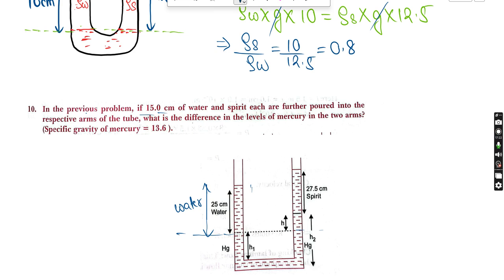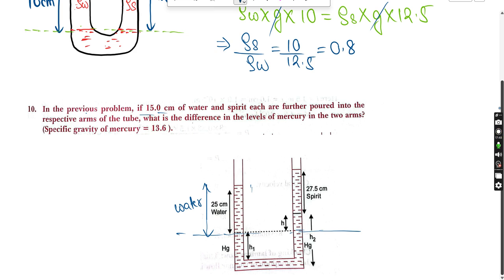to here. It means they are telling us that down there is mercury only. So this is the base they are taking. Here it is 25 centimeter, and on this side earlier it was 12.5, now 15 centimeter is added again, so it becomes 27.5 centimeter. Now they're asking what is the difference in the levels of mercury in the two arms?